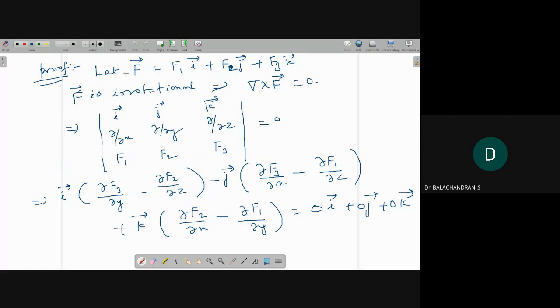We assume F vector equals f1 i vector plus f2 j vector plus f3 k vector. If F vector is irrotational, then del cross F vector equals 0. From this we derive this, and we expand it. Up to this step we discussed, and then I told you to equate each component to 0. If you equate component-wise to 0, you will get dou f3 by dou y equal to dou f2 by dou z.